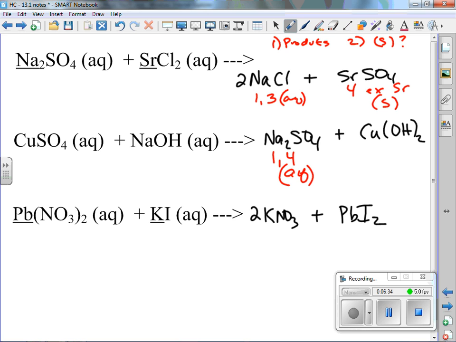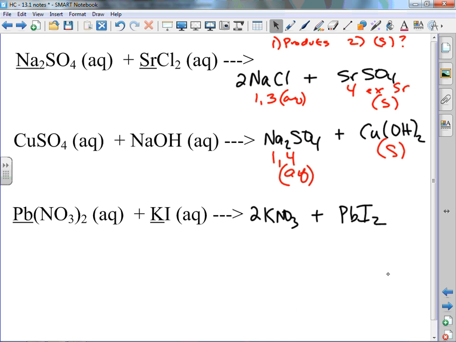Now, it does not specifically say copper hydroxide, but again, if you remember what I said at the beginning, every reaction has one solid. So if the sodium sulfate is not a solid, the copper hydroxide must be. That'll be important. Read the question. If the question doesn't tell you there is a solid, then you've got no clue.